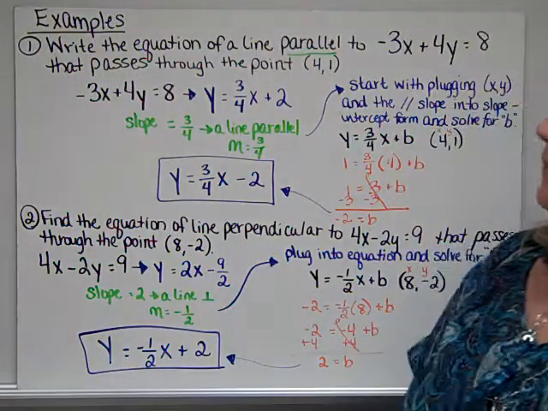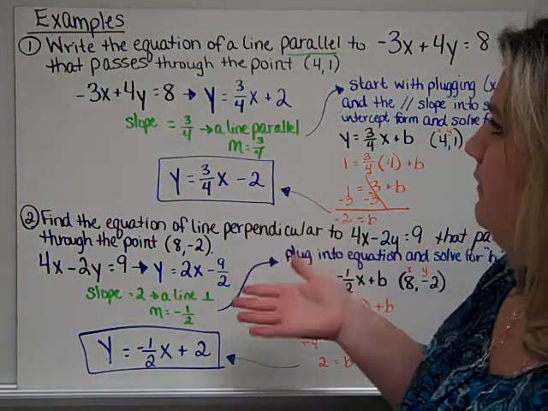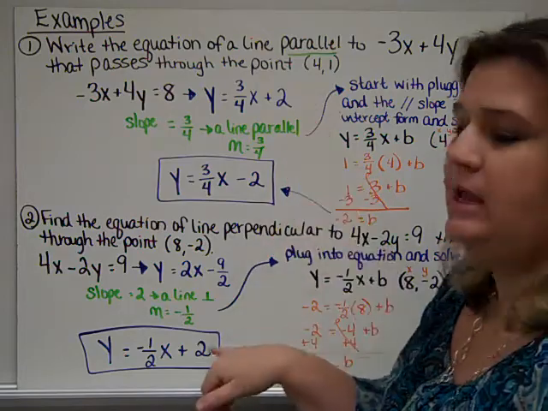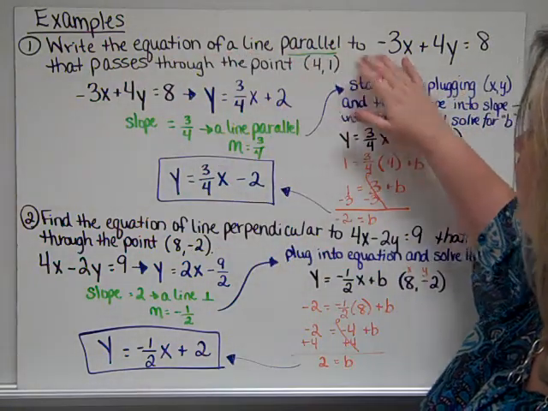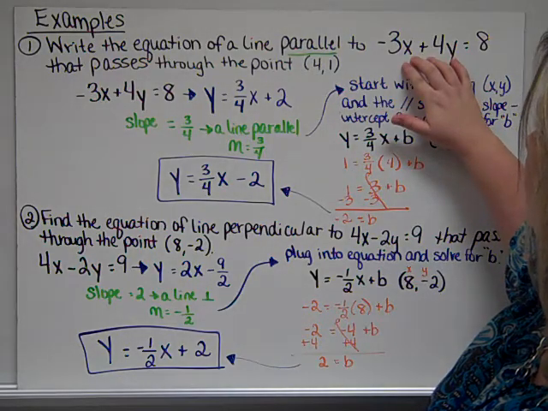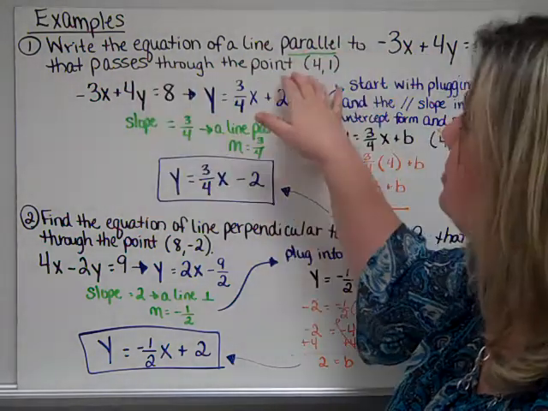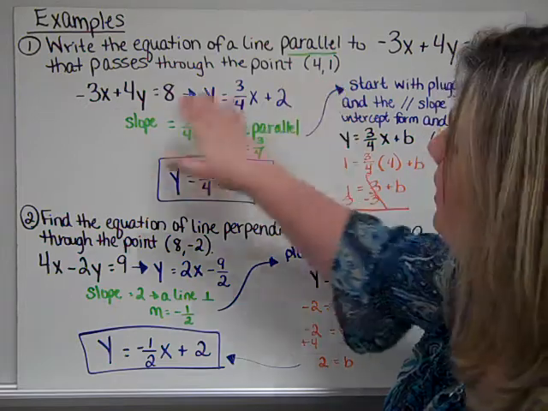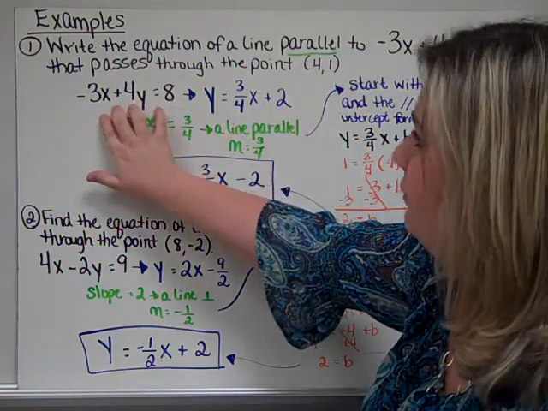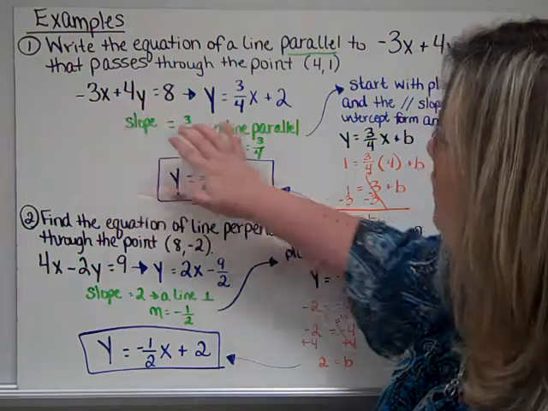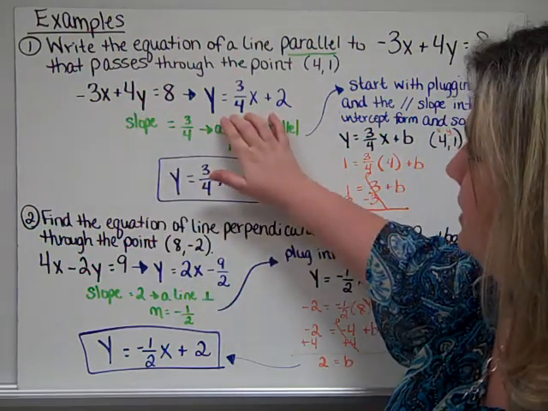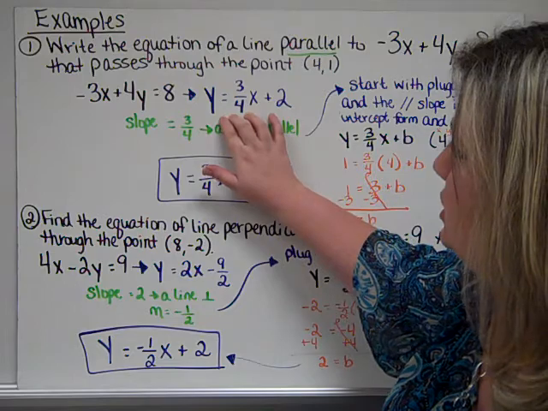All right, last board. I have an example of each type, parallel and perpendicular. So the first one, write the equation of the line parallel to negative 3x plus 4y equals 8, and it passes through the point 4, 1. So here we have it in standard form, so we definitely needed to transpose it and put it into slope-intercept form to help us identify. So y equals 3/4 of x plus 2.